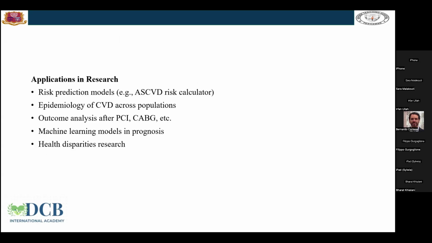Application in research: why is this important? Large data is very important for us because of risk prediction models, epidemiology of cardiovascular disease across various populations, and outcome analysis after PCI and CABG-like procedures. Machine learning models can also be applied for prognostic purposes, and for health disparity research.